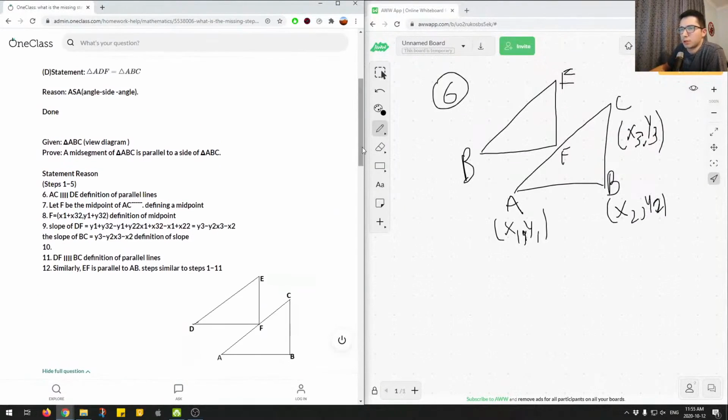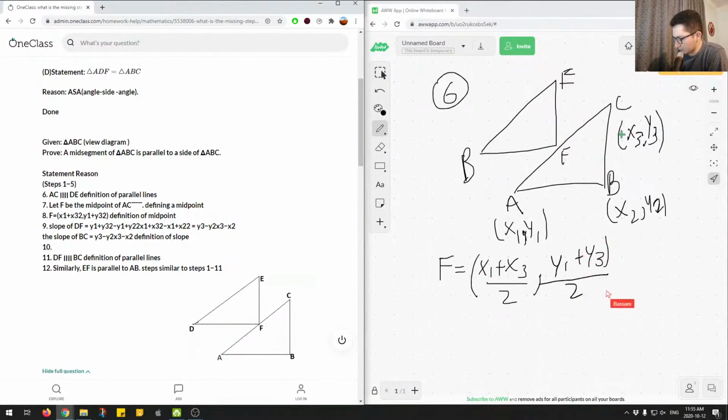So, to start off, let's think about this. AC is parallel to DE. This is true. This is the definition of parallel lines. Let F be a midpoint of AC. So a midpoint of AC, so F over here. And then they define the midpoint here. So let's rewrite what this means. F is actually equal to, so we have x3 and x1. We'll take x1 plus x3 and divide it by 2 to get the x coordinate. And the y coordinate is just y1 plus y3 divided by 2. So this is what is meant by this.